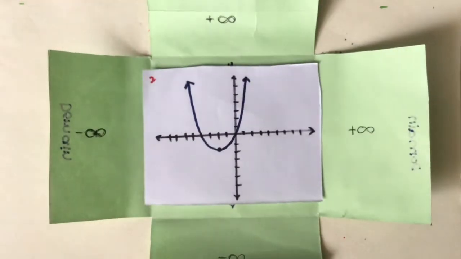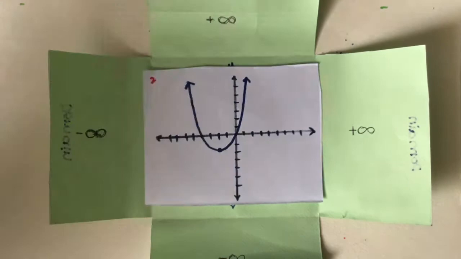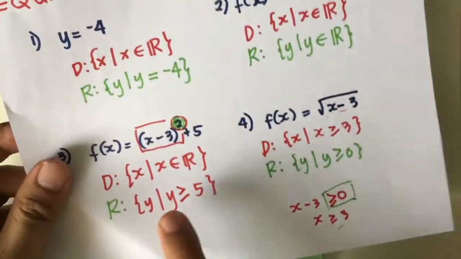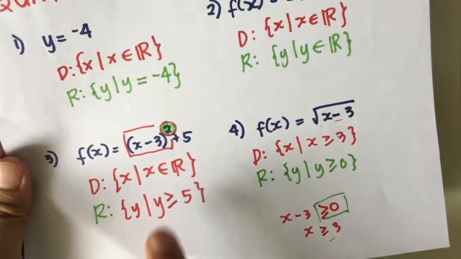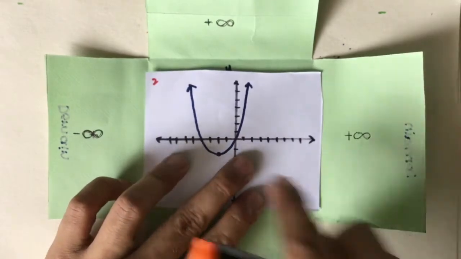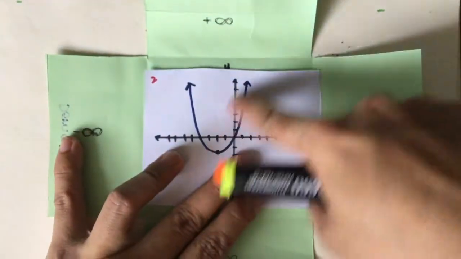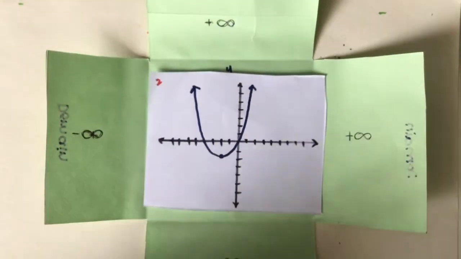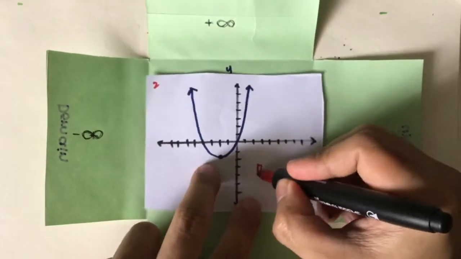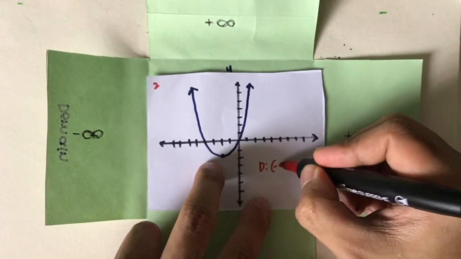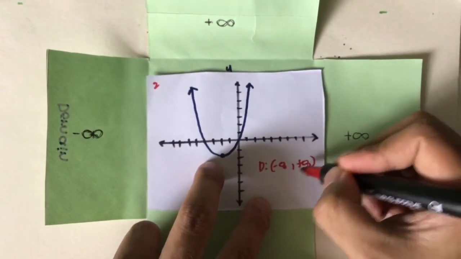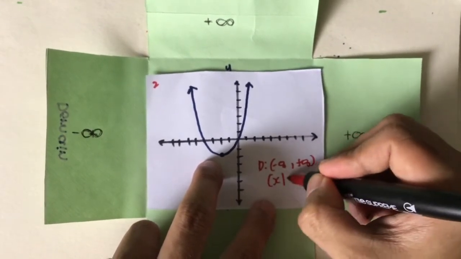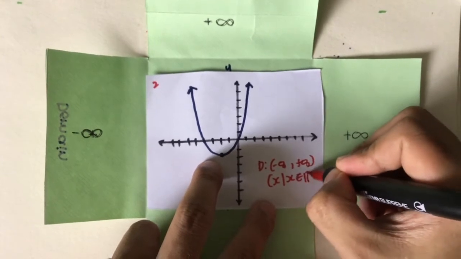And this is a parabola, and when you have a parabola, you are dealing with a second degree equation, just like example number 3. When you're looking at the domain, it goes to infinity, it goes to infinity, so we leave this open. So our domain for this type of equation is from negative infinity to positive infinity, or x such that x is an element of any real number.